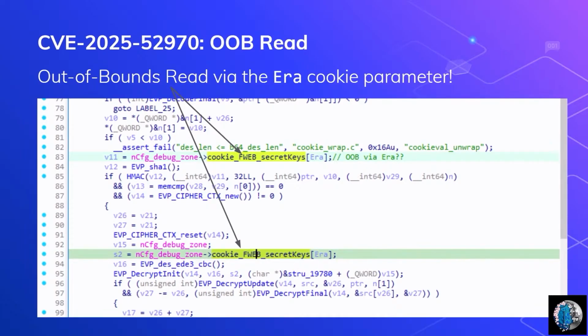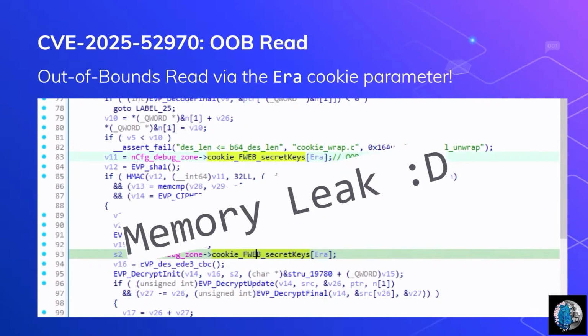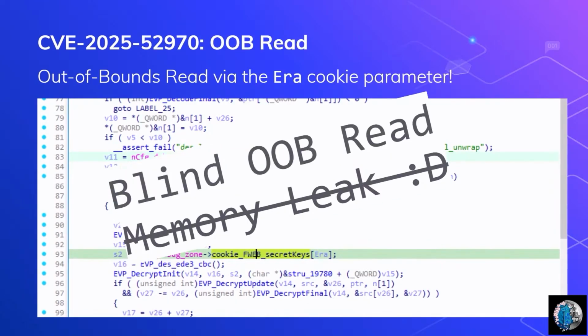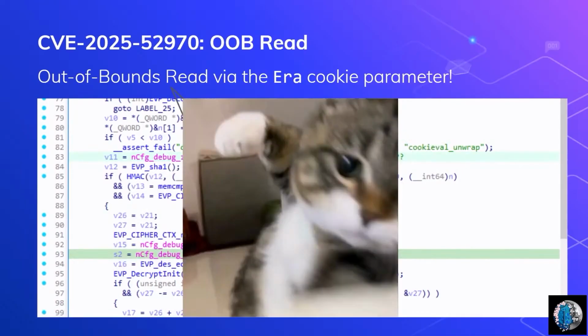So my initial thought was, great, we have a memory leak. But it's not quite like that, because this is an out-of-bound read, a blind out-of-bound read. What it means is that, yes, you trigger out-of-bound access, but the value that is accessed out-of-bound never comes back to you in the response. So this is frustrating. At this point, I was frustrated because I really wanted to leak memory, and I didn't care about other scenarios because I like memory corruptions.